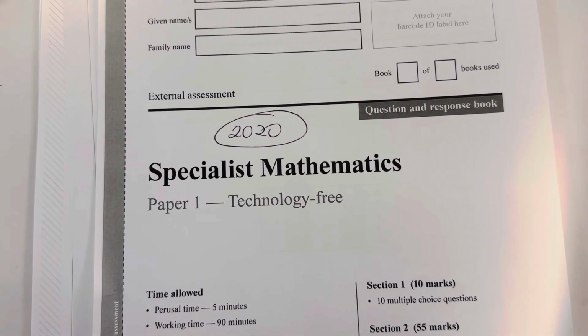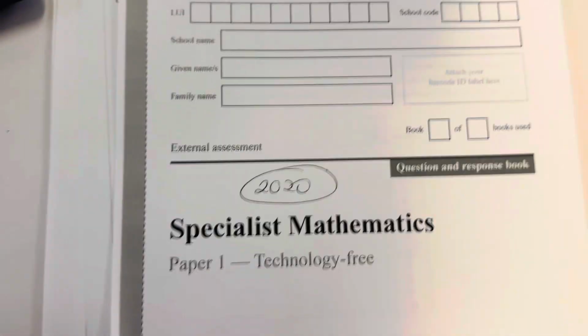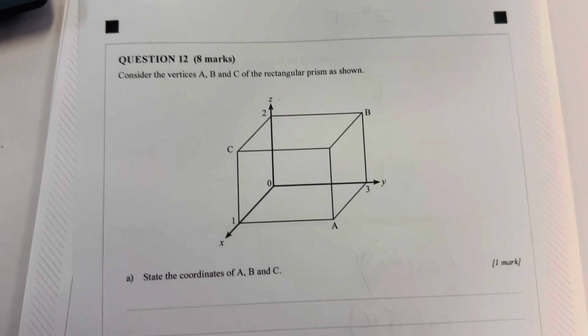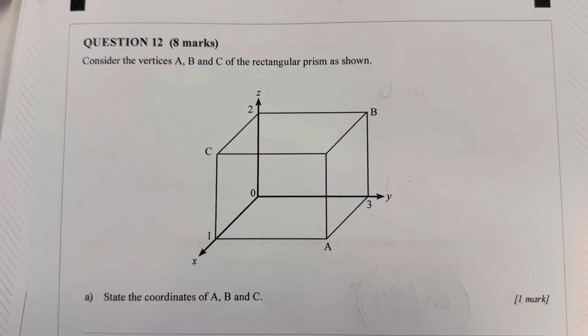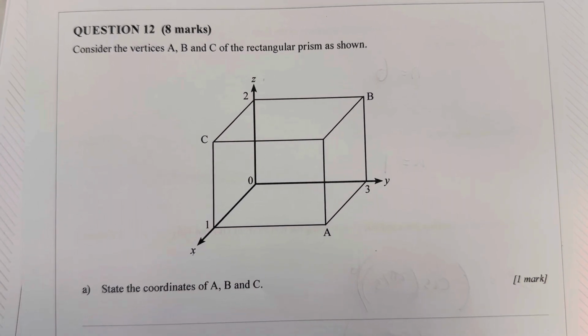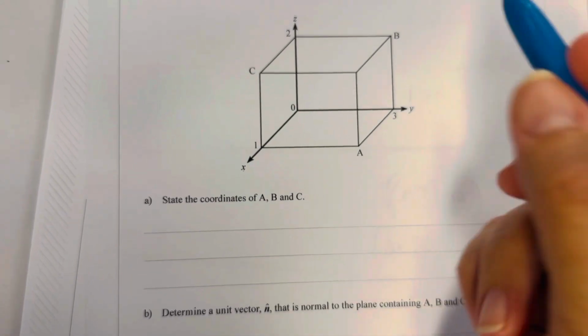Okay, we have the Specialist Maths paper, Tech Free, paper 1 from 2020. And we are looking at question 12. Consider the vertices A, B and C of the rectangular prism as shown. State the coordinates of A, B and C.